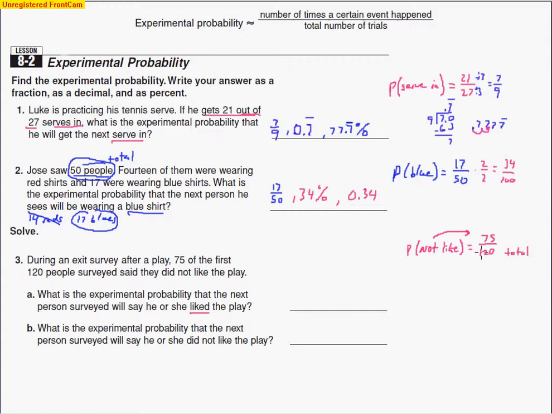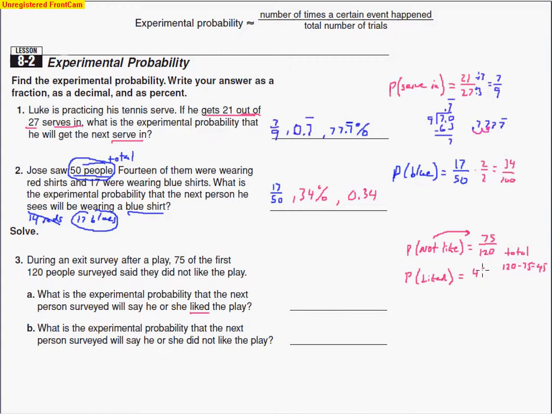So how many people liked the play? Well, all we have to do is subtract those two numbers. So if I do 120 minus 75, that would give me the number that liked the play. Well, let's see here. That would be 20, and then plus 25 would end up giving me 45. So 45 people ended up liking the play. So let's write that down.